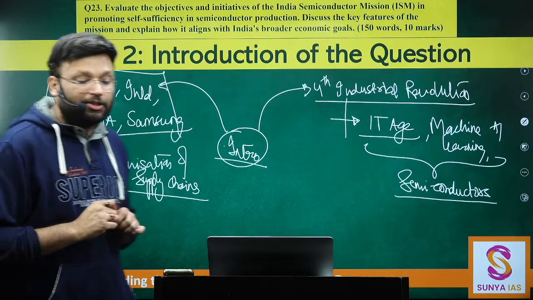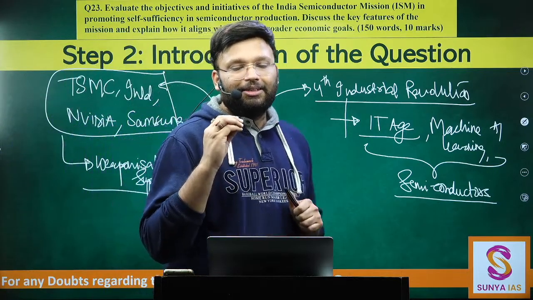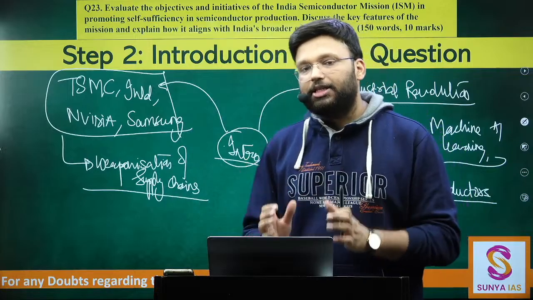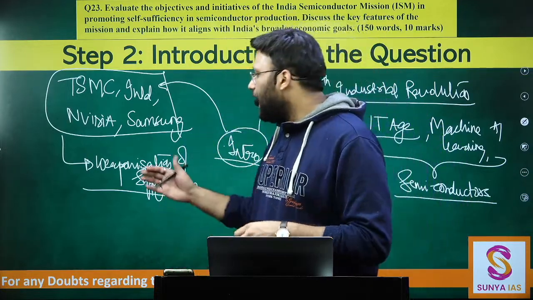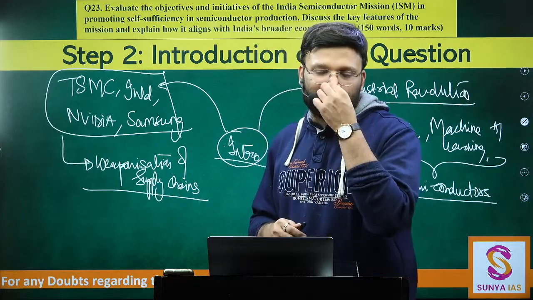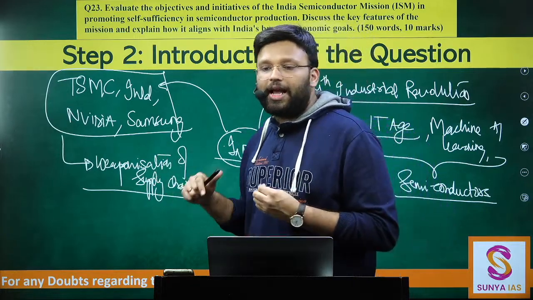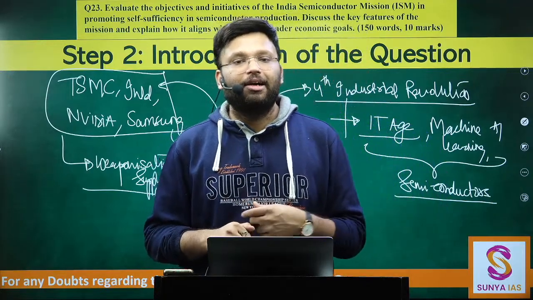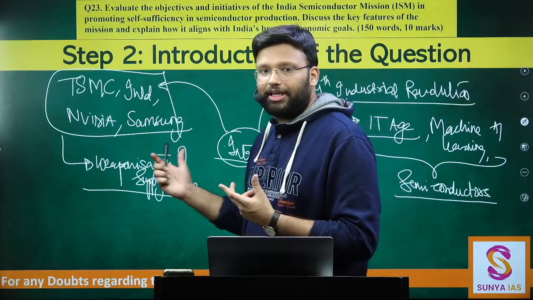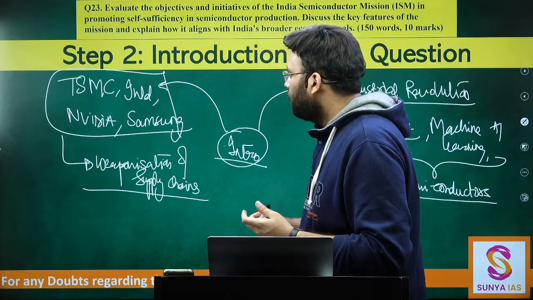Weaponization of supply chains means that ultimately these countries kept major semiconductor production in their own countries, and countries like India in the Global South were not given access to semiconductors, and there was a lot of shortage of semiconductors in the market, right? Specifically in the Indian context. So this is important.